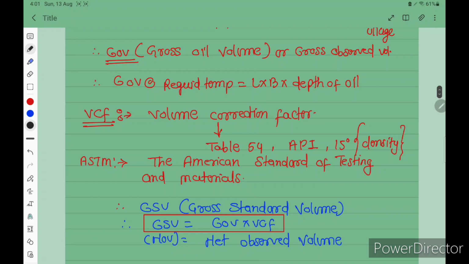Volume correction factor. We get the volume correction factor from the ASTM, American Society for Testing and Materials. There is one booklet, so from there we get table 54. Sometimes they give the volume correction factor in API or sometimes in 15 degree density. So we also see that type of numerical when we do the past paper solutions.